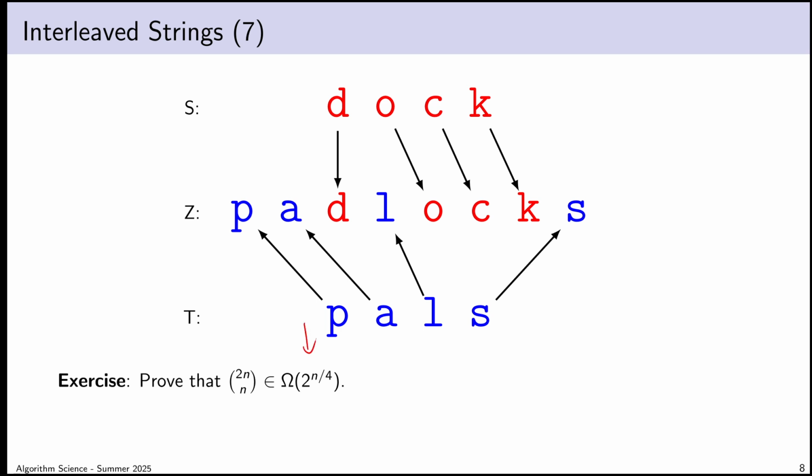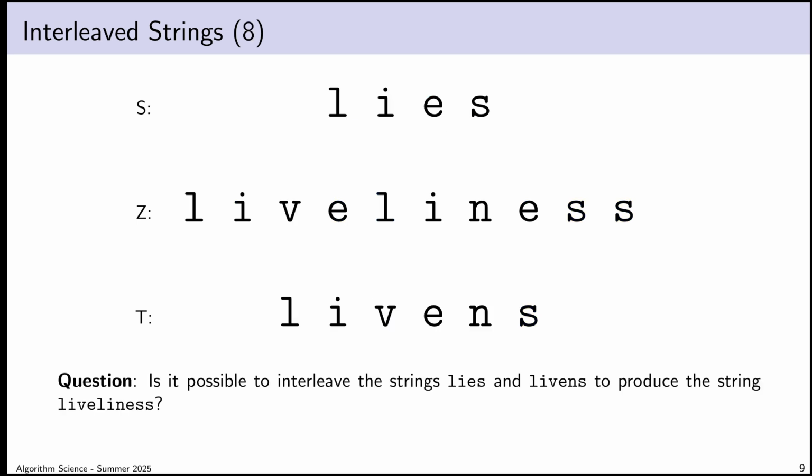So try proving that 2n choose n is big omega of 2 to the n over 4, which shows that it grows exponentially. That means if you wanted to decide whether or not z is the result of interleaving s and t simply by trying all possible interleavings, you would have an exponential time algorithm. You'd have to try an exponential number of possibilities as the size of the two input words increased. So that's some motivation for why we might want to develop a faster algorithm, because trying all possibilities isn't really going to be practical.